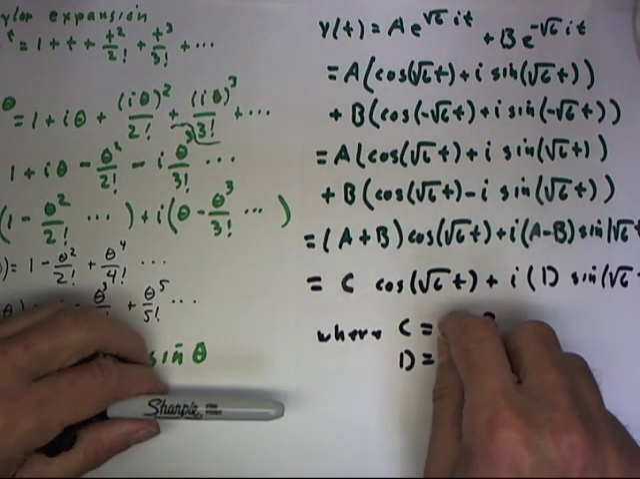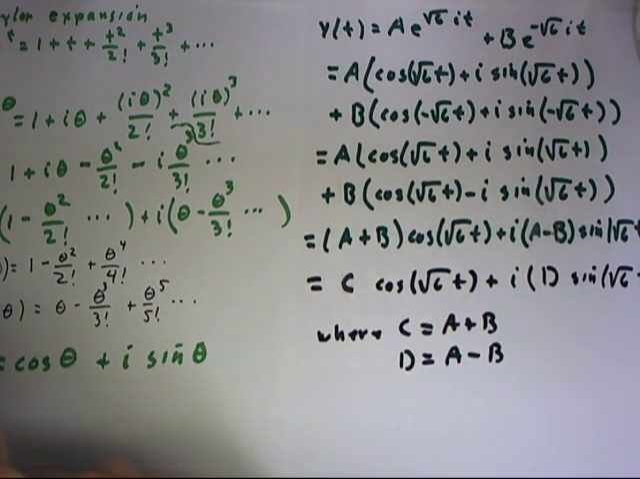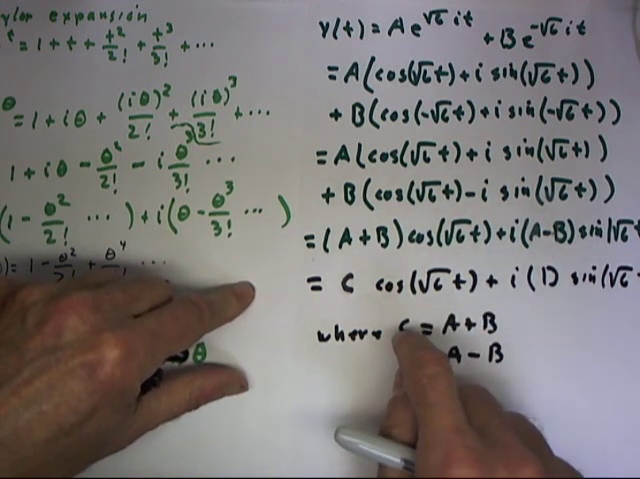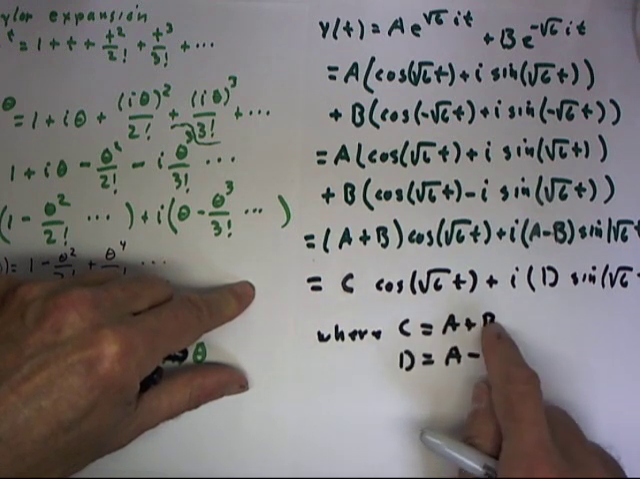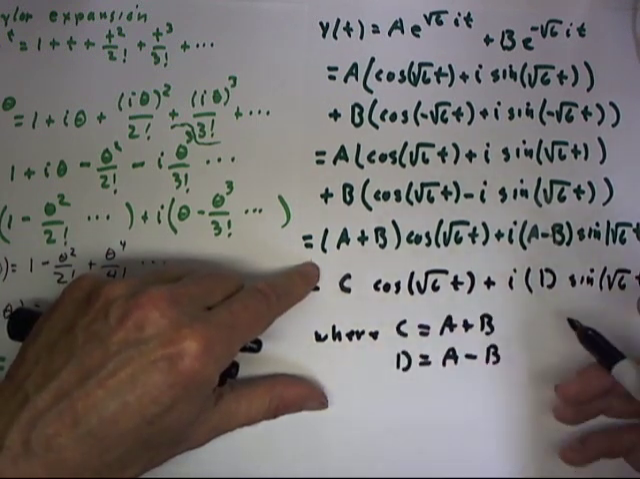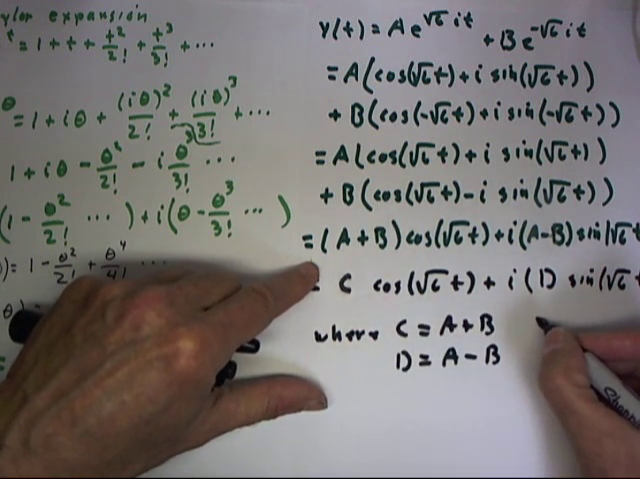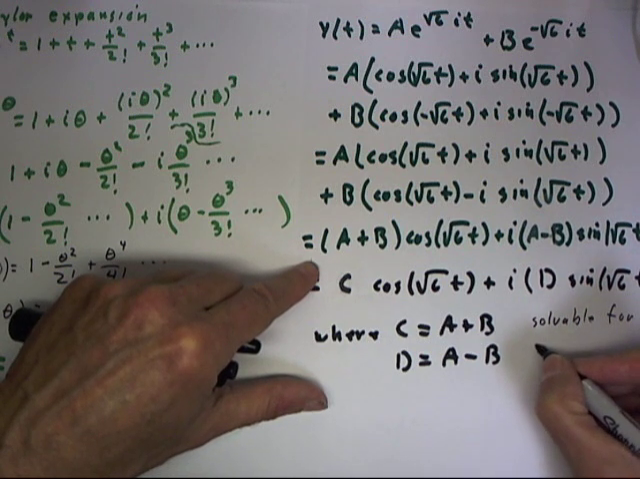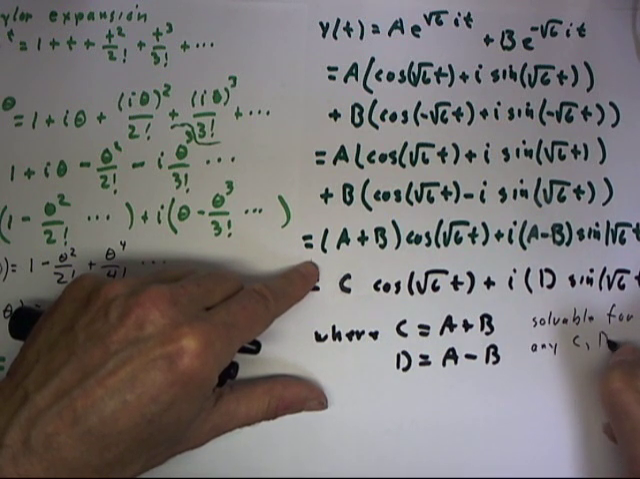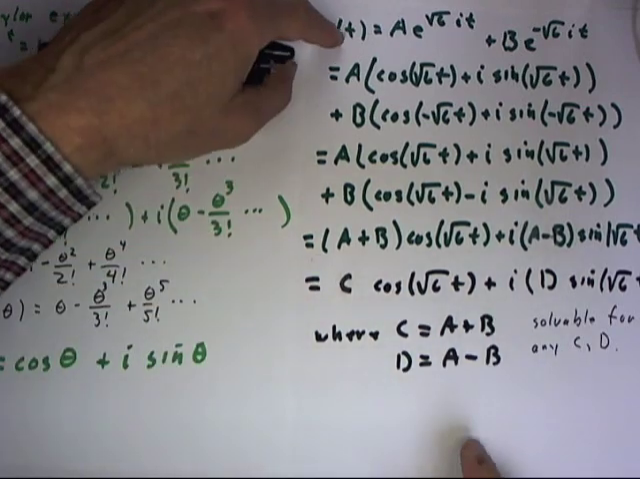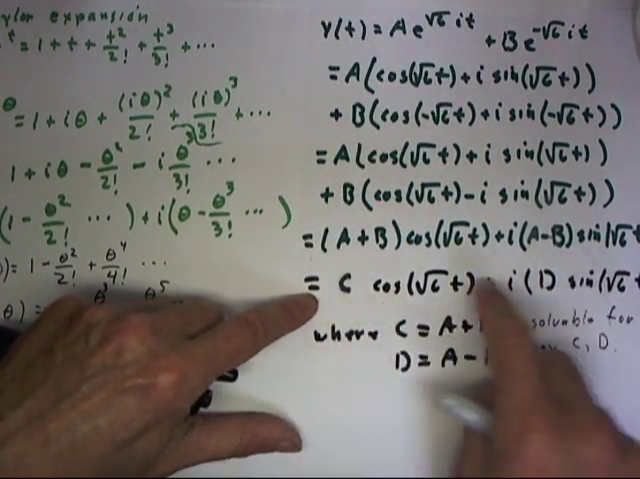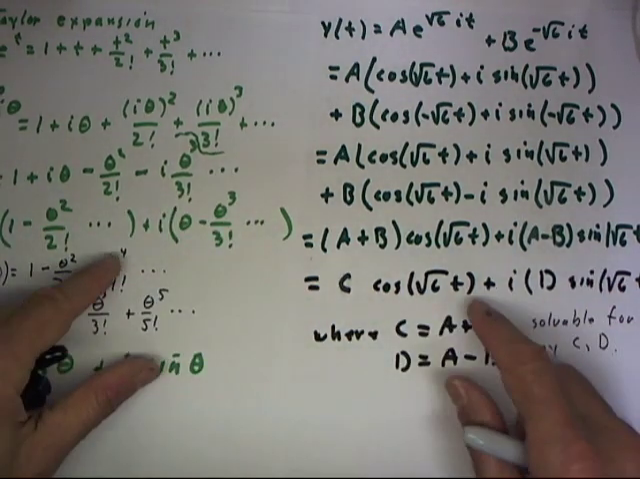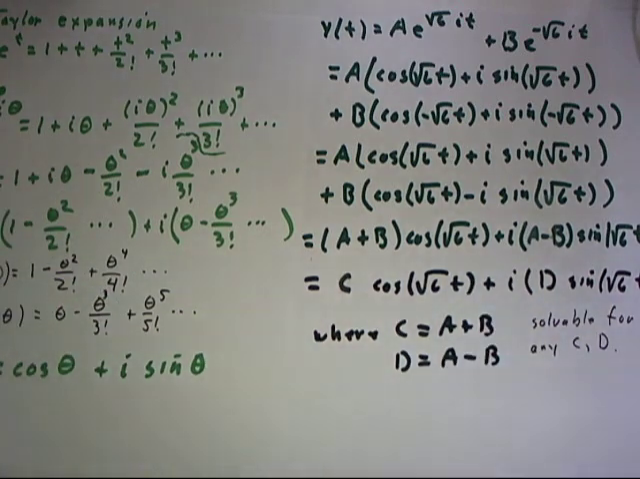And I note that these are two simultaneous equations that can be solved for any selected values of c and d. So whatever c we want, whatever d we want, we can find values of a and b that give us those values of c and d. So that's solvable for any c and d, which means that we can make this solution equal to this for any chosen values of c and d, and we're guaranteed that this is still a solution to our original equation.